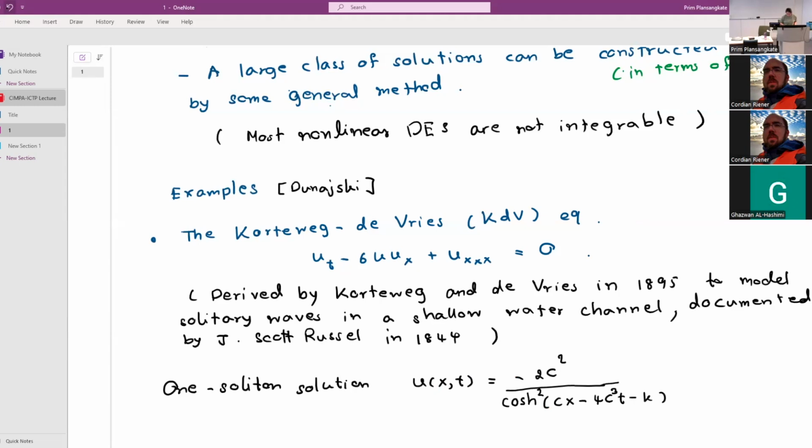So C and K are constants. Let me show you what this solution looks like. You can check it is a solution of the KdV equation, and it models the solitary waves I mentioned. Let me try to open it.